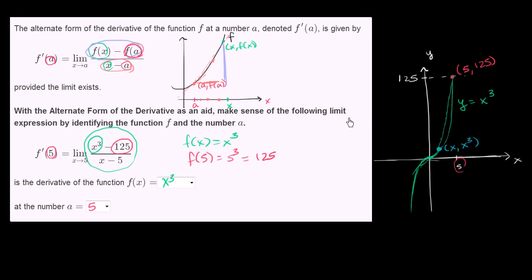And as we take the limit as x approaches 5, so right now this is our x, as x gets closer and closer to 5, these secant lines are going to better and better approximate the slope of the tangent line at x equals 5. So the slope of the tangent line would look something like that.